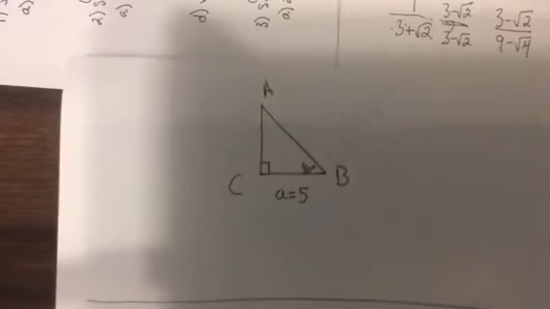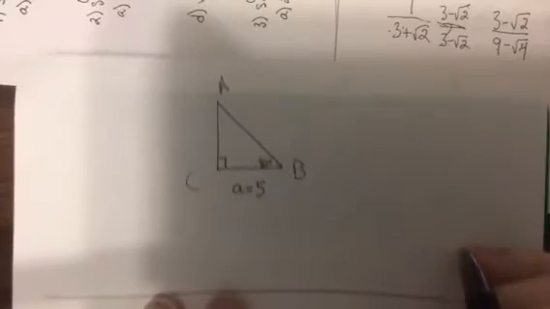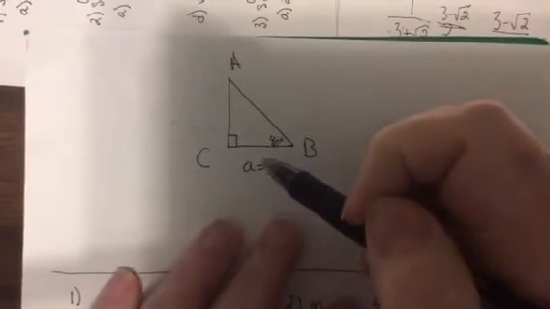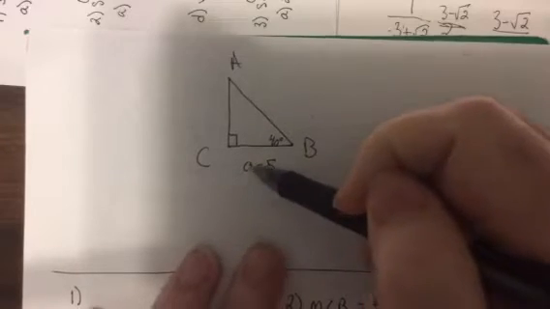Okay, my students, let's do one together here. So, I want to find all the missing parts to this triangle. So I have angle C, angle B, and side A.